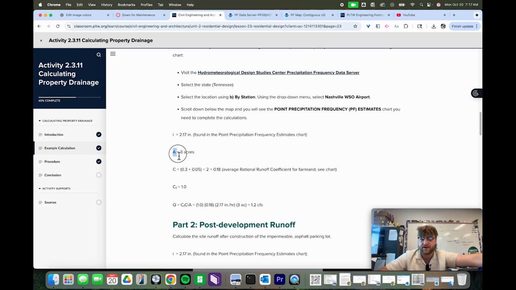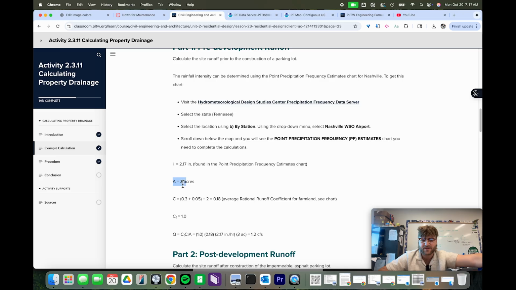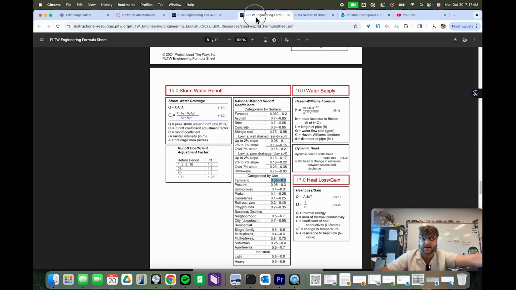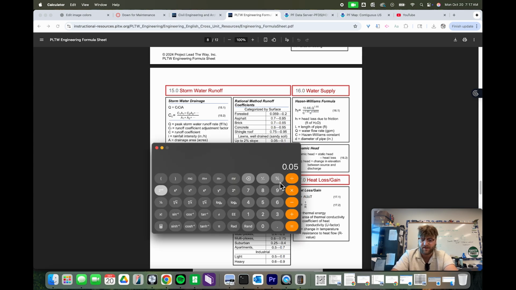We also have the area. So this is the pre-development runoff situation, right? So this is 3 acres of that farmland. And so we've got this value right here, which is C. So if we go back to this, we've got farmland in here. We got 0.05. So we can punch this into the calculator. 0.05 plus 0.3, that's going to end up giving us 0.35. If you divide that by 2, you end up with the 0.175.